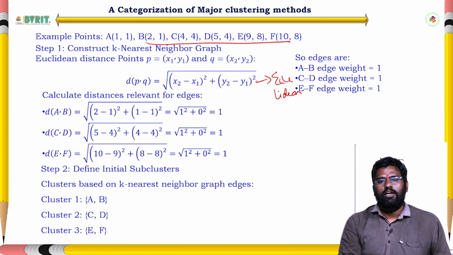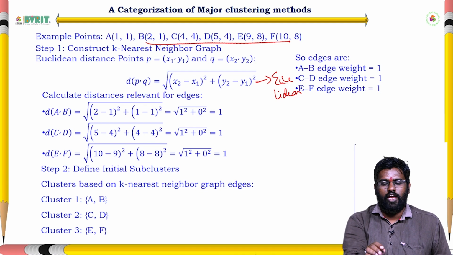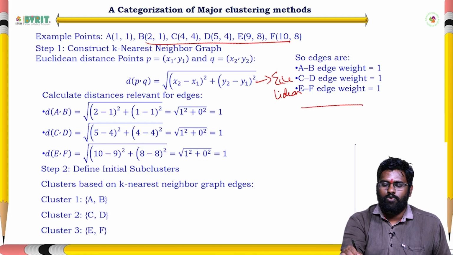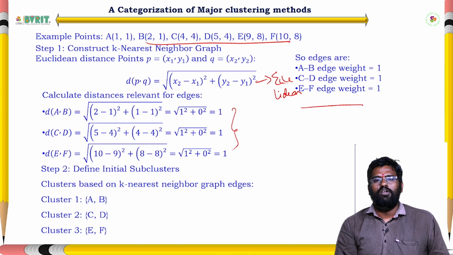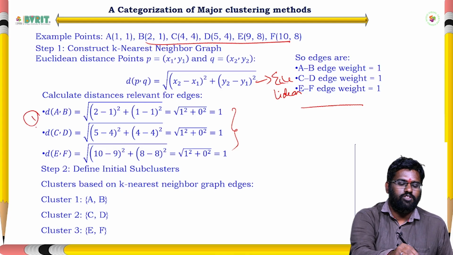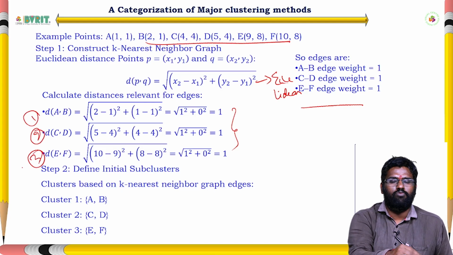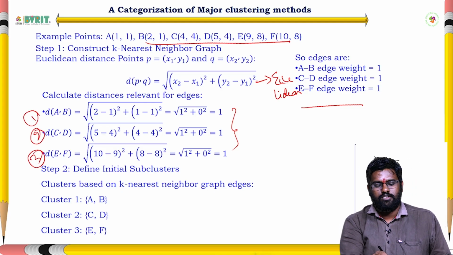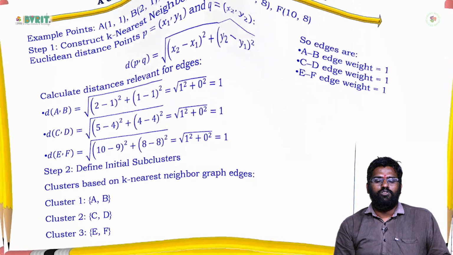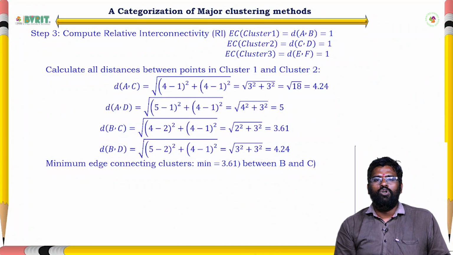So how we calculate the Euclidean distance: A to B, C to D and E to F, two points at a time, and then the edges between the points. Now we divide these into clusters. AB belongs to cluster 1, CD belongs to cluster 2 and EF belongs to cluster 3. Those clusters are written as subclusters. Then the third step: we take the first pair and then the next clusters.